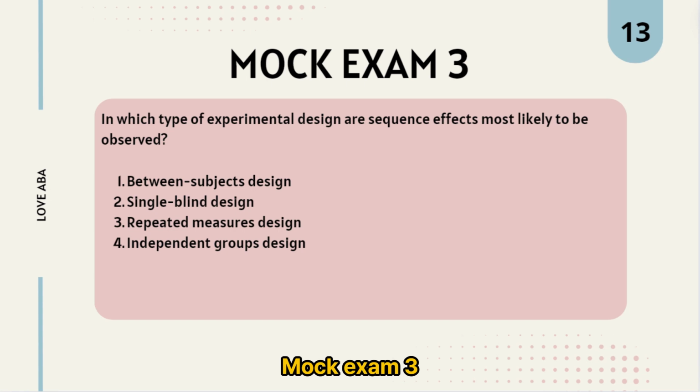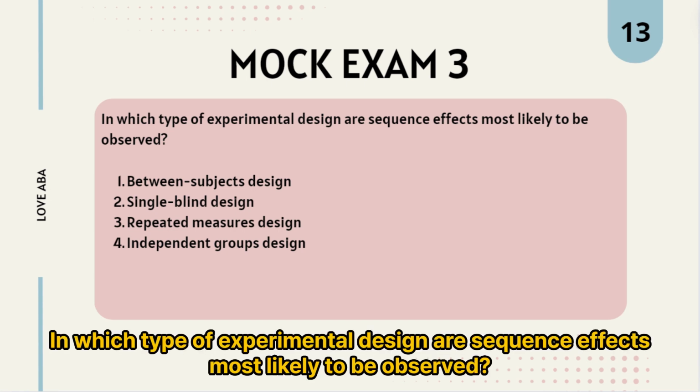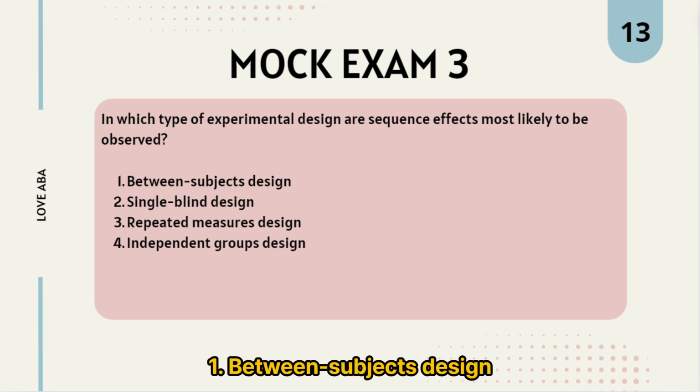Mock Exam 3. In which type of experimental design are sequence effects most likely to be observed? 1. Between subjects design. 2. Single-blind design. 3. Repeated measures design. 4. Independent groups design.